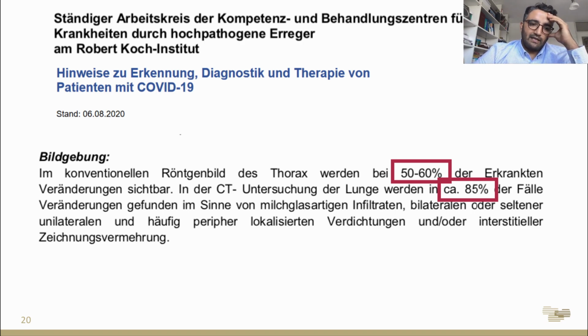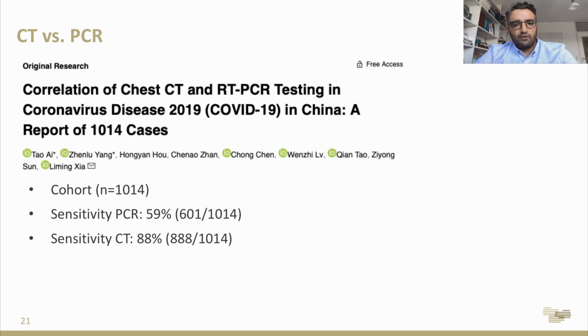You see, they stated that imaging by X-ray has 50 to 60% sensitivity for detecting COVID-19, and CT has 85% sensitivity. So it is relevant that research and AI tools should be developed for COVID-19 and for imaging. I said before I'm going to show some papers about sensitivity, CT versus PCR, and the discrepancies between the results.